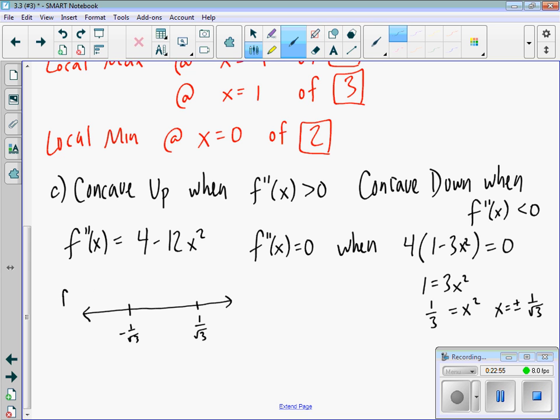Okay, so we're plugging into the second derivative, and then we're going to find out what that tells me about the function. So if I plug 0 into the second derivative, I would get positive, right? So what does that mean about the function? Concave up. Okay, if I plug in something bigger than 1 over square root of 3, don't overthink it. Plug in a million. If you plug in a million, what do you get? Negative, and that gives you concave down. Negative a million. Same thing, right?